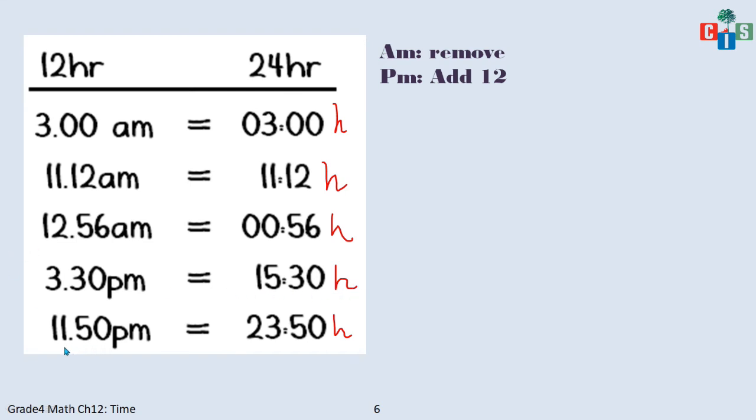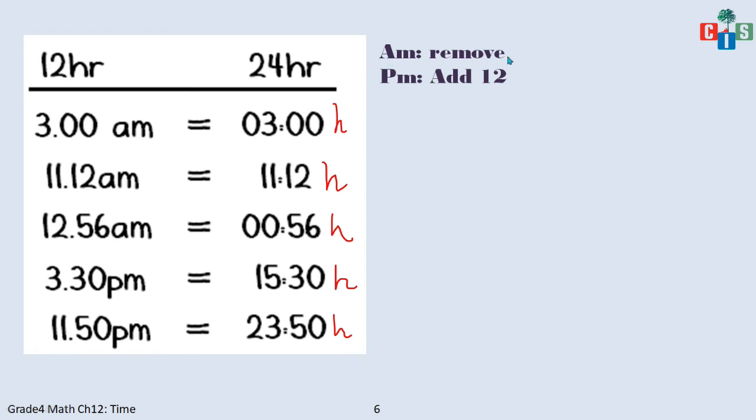Fine. Now next is 11:50 p.m. For p.m. we will add 12. Okay, so we will add 12 to 11. So it will be 23 and 50 will be as it is. So it's 23:50 hours. Okay, let's again repeat the important points.